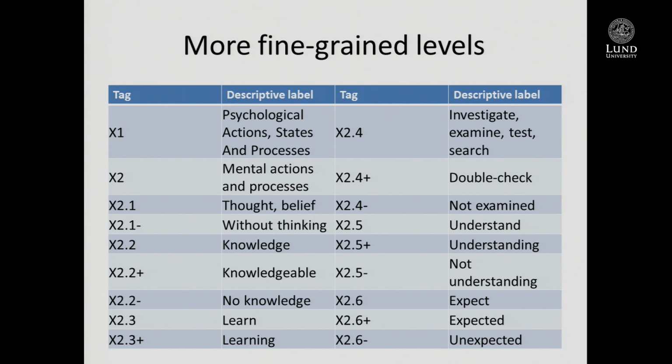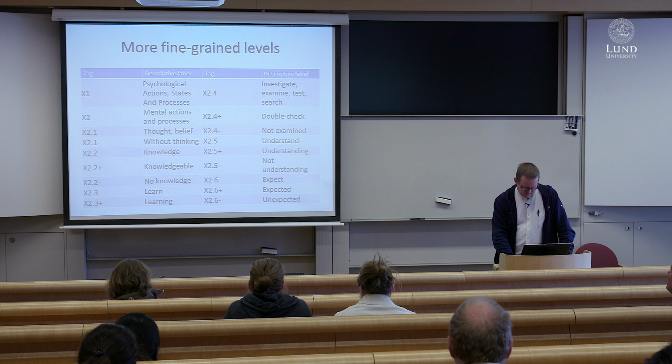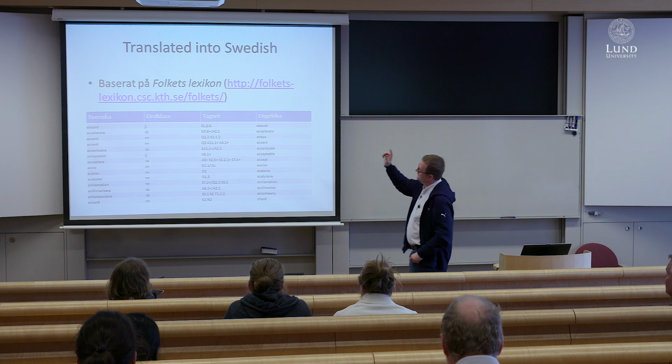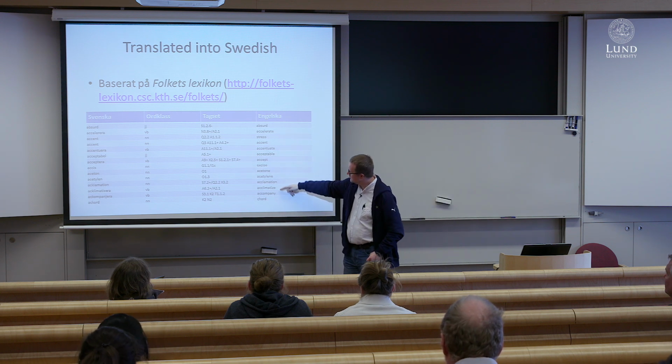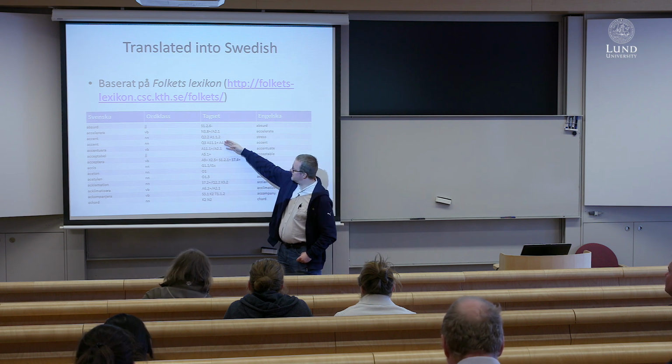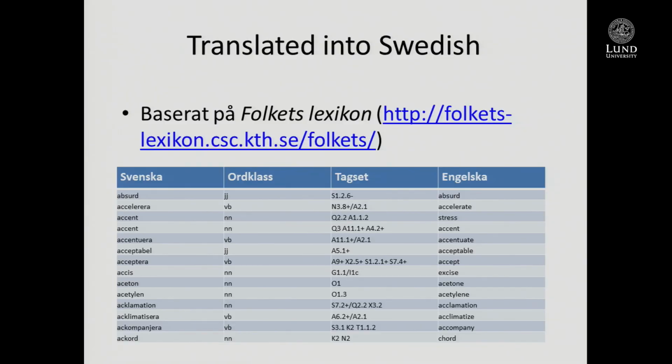And then each word in the lexicon gets a label. In this one, you can actually see how it works. So let's start down here. Here we have basically just a list of different words, and then you have the tags that are associated with each word. And what we have done is that we have translated this into Swedish using a publicly available Swedish-English lexicon. It actually works both ways, so we have both the Swedish and the English version.